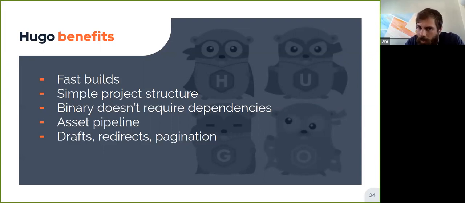It has an asset pipeline built in, which I love. That does things like concatenating your JavaScript files together and your CSS files together. It minifies them so that it runs faster in your browser. Then it'll fingerprint them so you can cache better in the browser and break your cache when you want to make updates. It has a lot of nice features built in like drafts, redirects, and pagination if you want to get into more deep features.